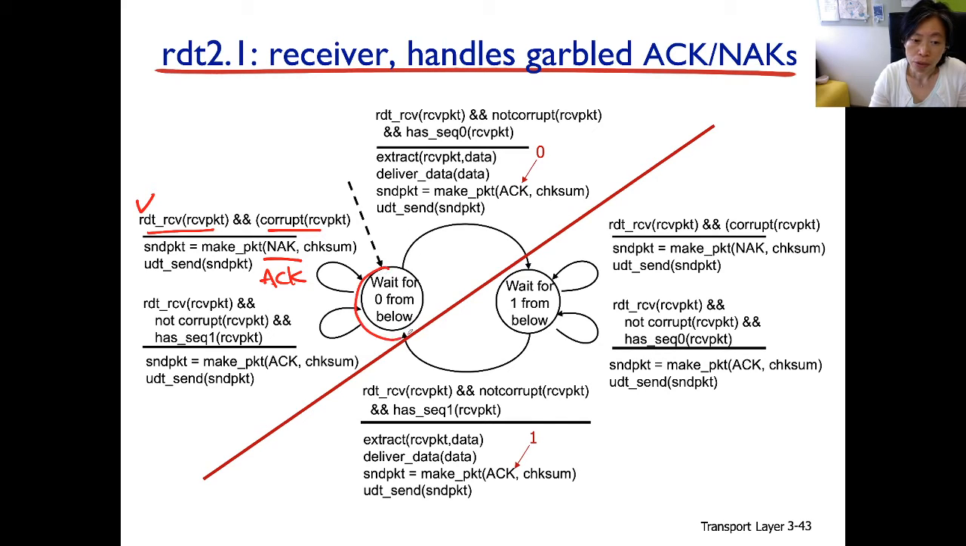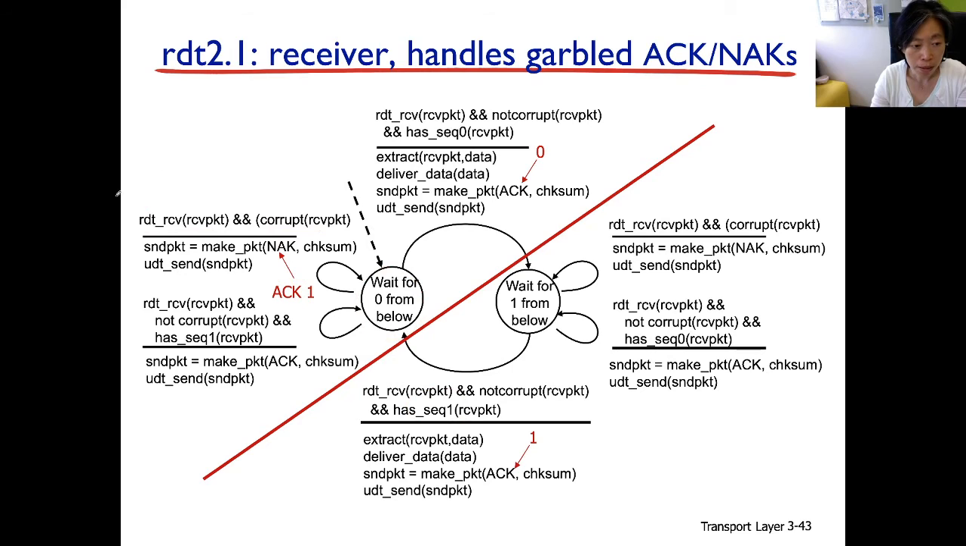Now, the receiver is currently waiting for data 0 coming from below. So what that means is that the last packet received OK should be carrying sequence number 1. So the ACK here should give the sequence number of the data packet last received OK. So yep, it should be ACK 1 here that we're sending back to the data sender.